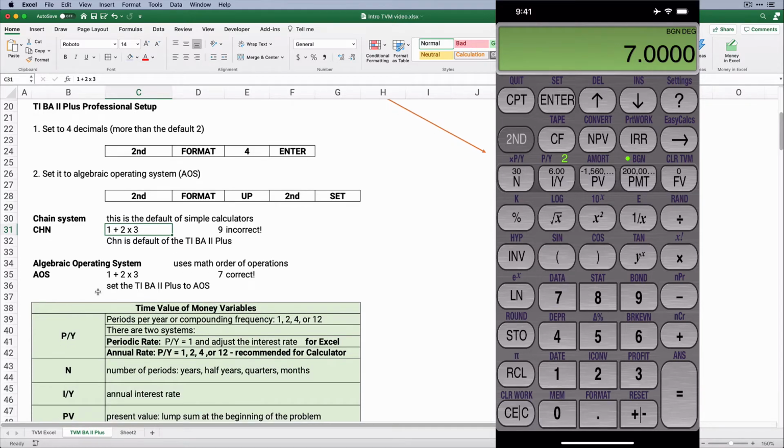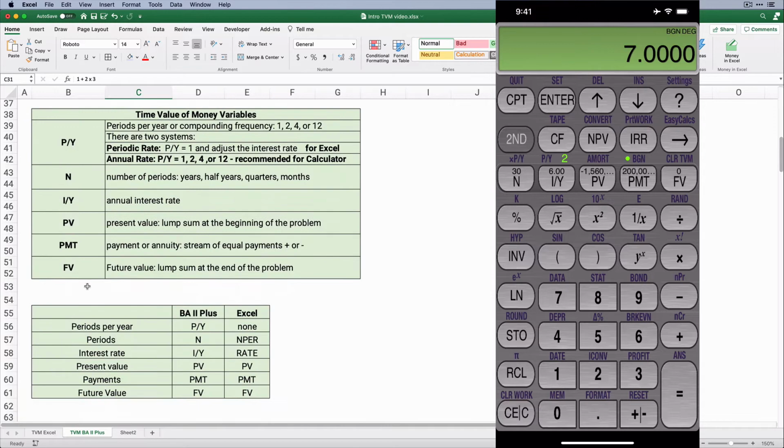All right, so let's look at the time value of money variables. Now, one thing that we don't have in Excel, we don't have a periods per year. You have that on your BA2 Plus calculator. So periods per year is the periods per year or the compounding frequency. So it's either going to be annual, 1, semi-annual, 2, quarterly is 4, or monthly is 12.